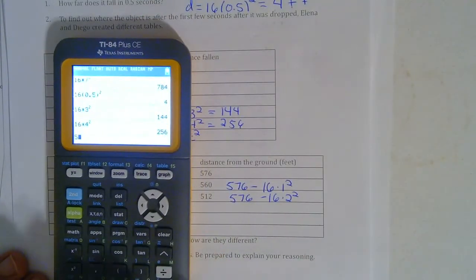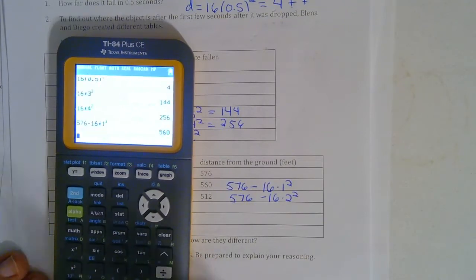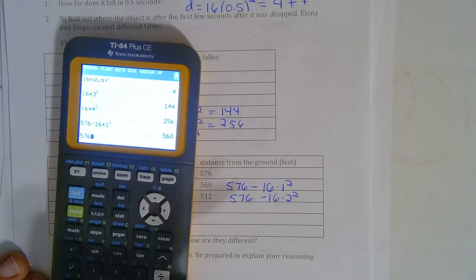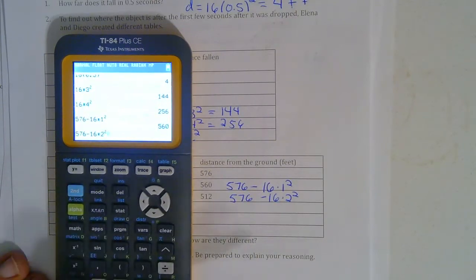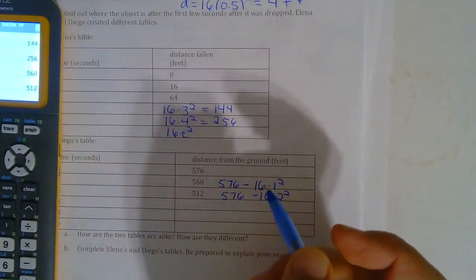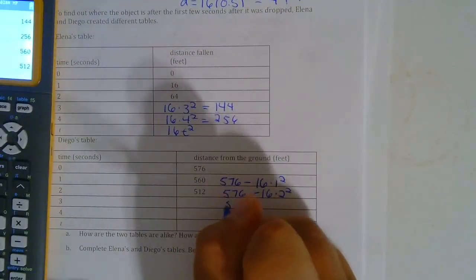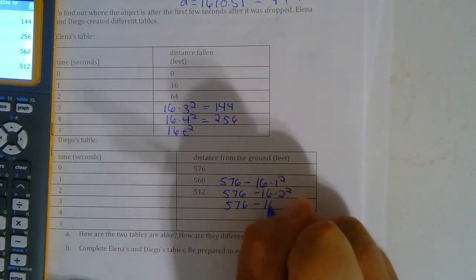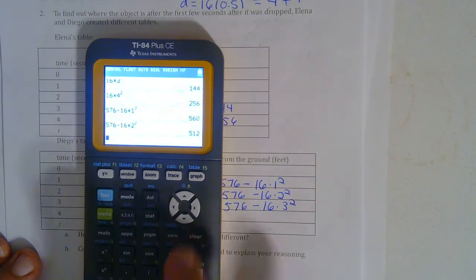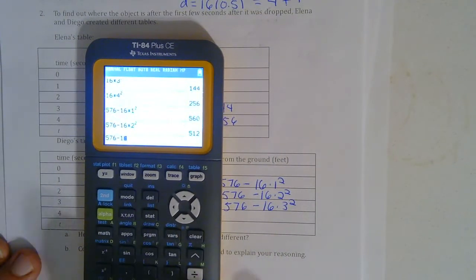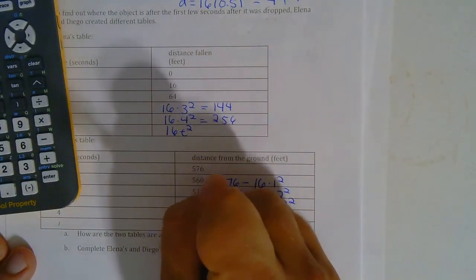Let me just make sure that we're modeling that correctly. Always good to check your calculations. So 576 minus 16 times 1 squared is 560. So we're correct for the first one. And then 576 minus 16 times 2 squared, we get 512. So for 3 seconds, it's going to be 576 minus 16 times 3 seconds squared. And that gives us 432.